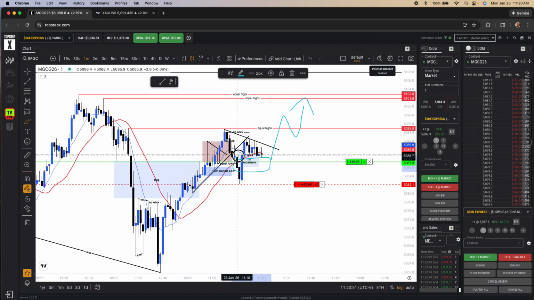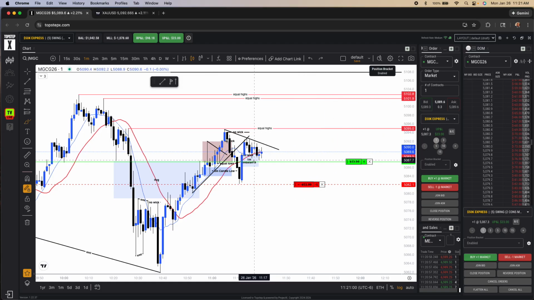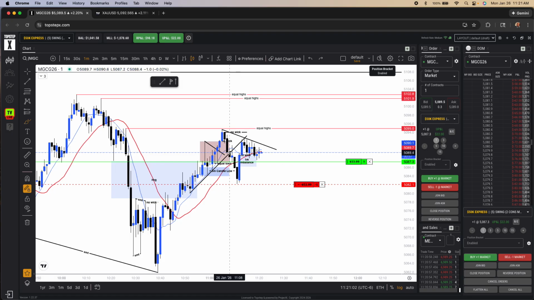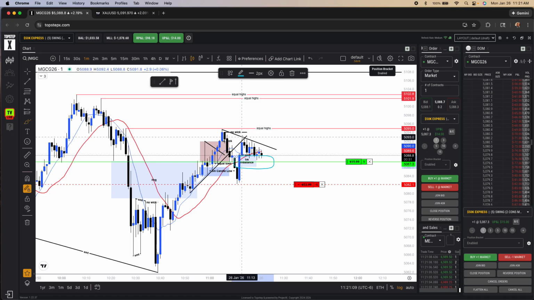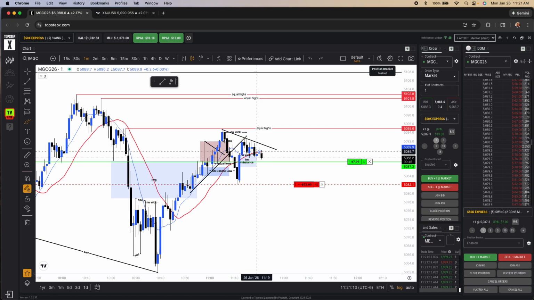Now we could come and take this out and then still continue up. That's a possibility, but obviously my hope is that we get this V-shaped recovery right here. We're going to hold this 1 minute strong imbalance, and we're going to break this corrective movement / trend line to the upside. So that is what I'm looking to see happen.